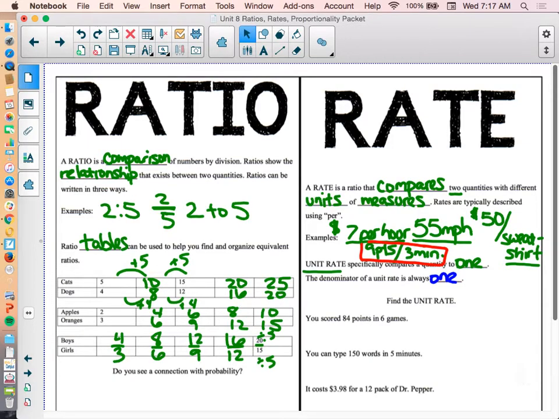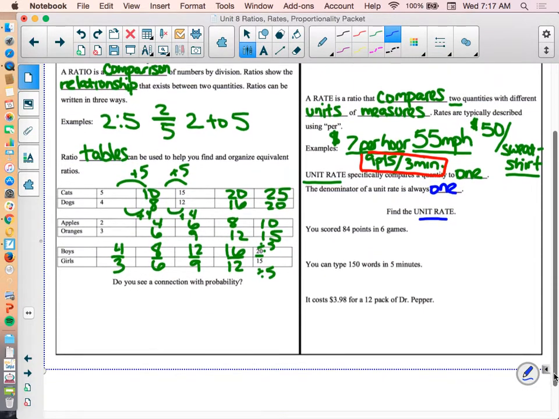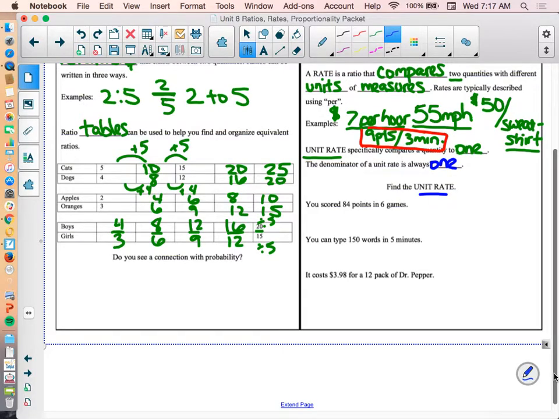Sorry, I changed colors. So sometimes you'll be asked to find the unit rate, and this can be very helpful for solving problems. If you scored 84 points in 6 games, right now this is a rate, but if we change it into being per one, we'll see that it will be a unit rate. So 84 points per 6 games equals, and all we have to do to find the unit rate is really just divide. So do 84 divided by 6, and you can do that on a calculator.